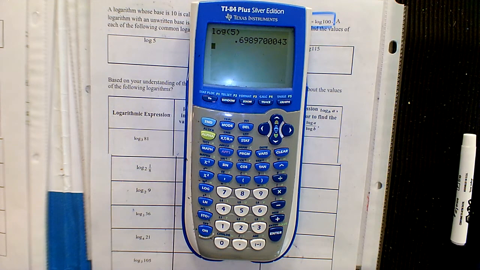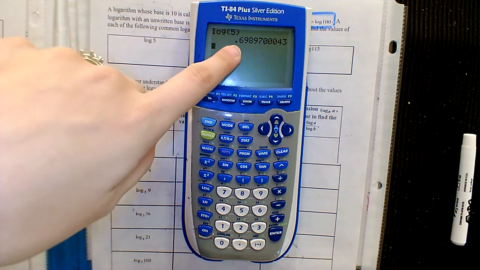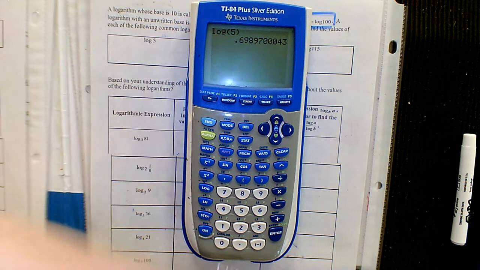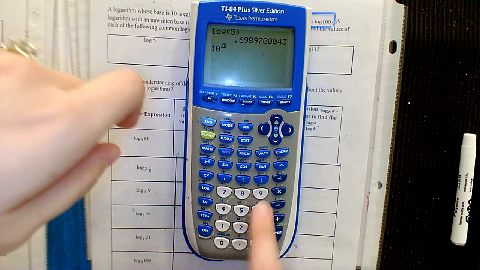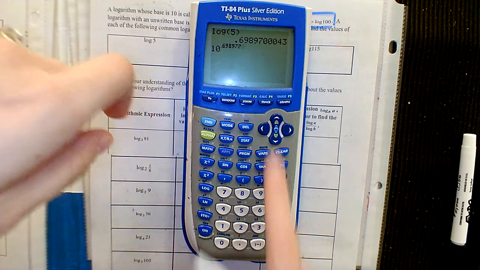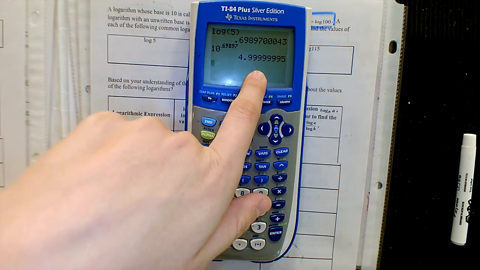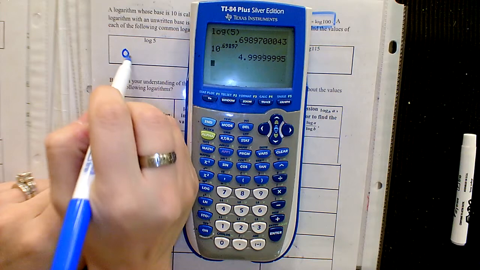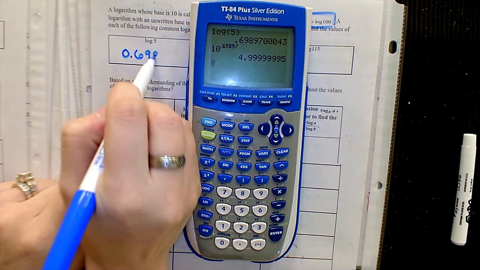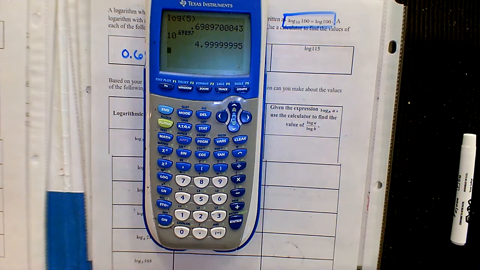So the power we would have to raise 10 to get 5 would be 0.69897. Okay, if you wanted to test it, you could do 10 to the power of 0.69897, and notice how you practically get 5. Okay, so whenever you're finding the value of a log, you're actually finding the value of a power or an exponent. So we'll do 0.69897.